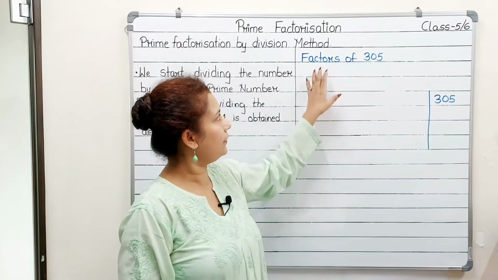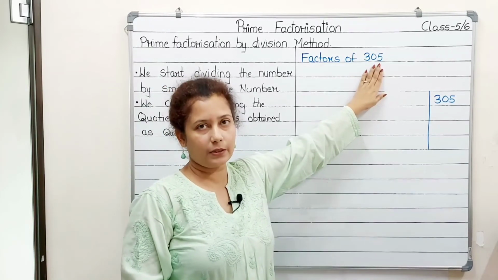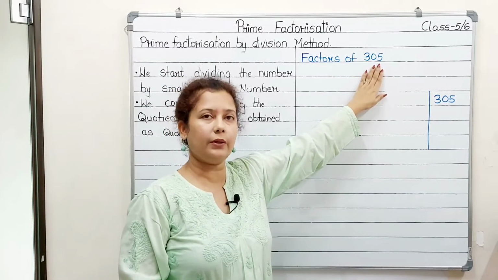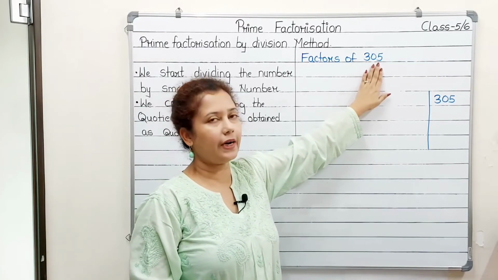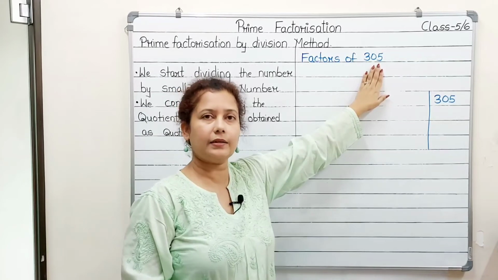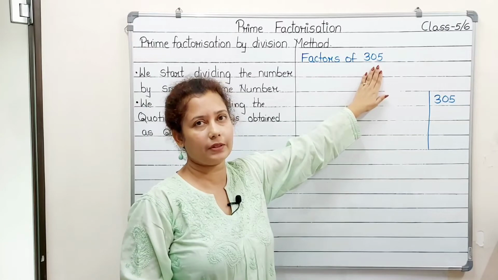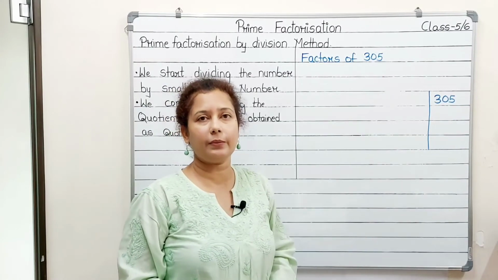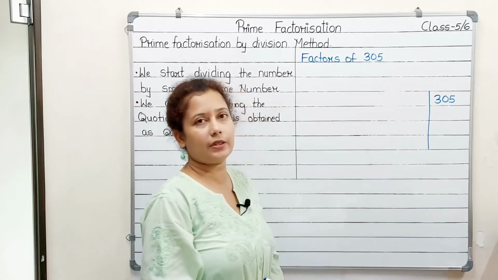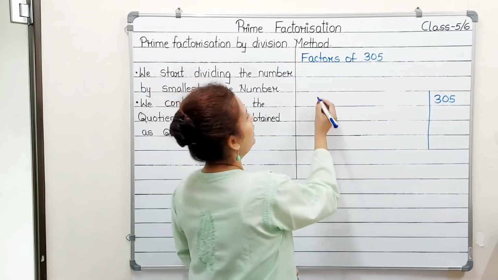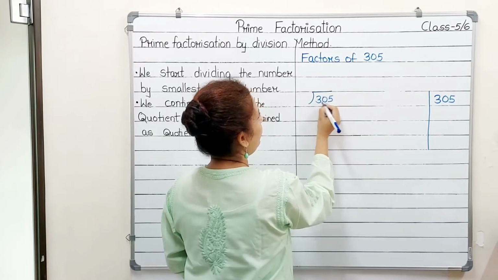Next we will find factors of 305. 5 is present at its ones place. That means it is not an even number, so it is not divisible by 2. 3 plus 5 is 8. 8 is not divisible by 3. So 305 is also not divisible by 3. Next prime number is 5. So 5 is present at its ones place, so it is divisible by 5. So we will divide 305 by 5.